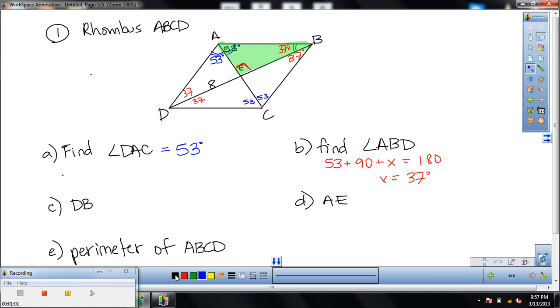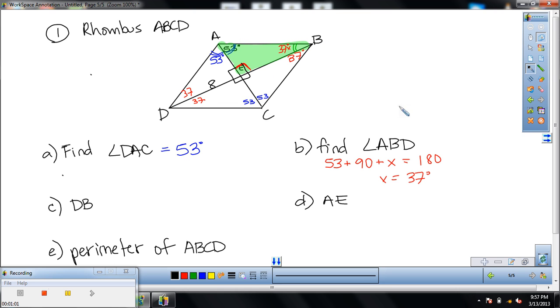And because of the properties of a rhombus, all of these angles are 90. So I have found all of my angle measures using my properties. Now we're going to talk more about side lengths. So part C, they want us to find DB. So DB, they want us to find the entire diagonal.